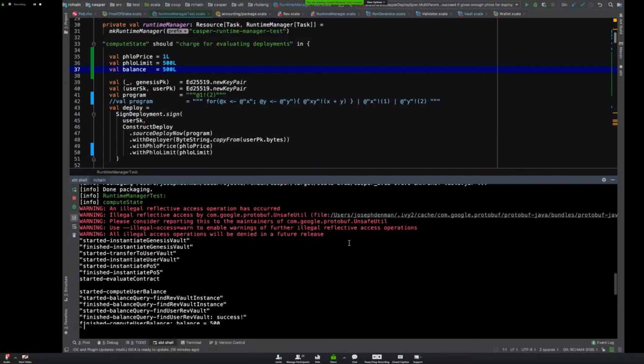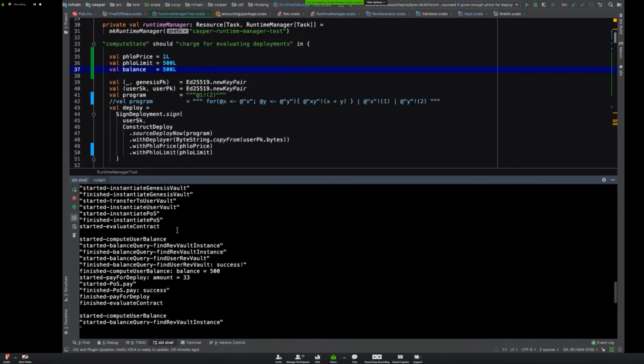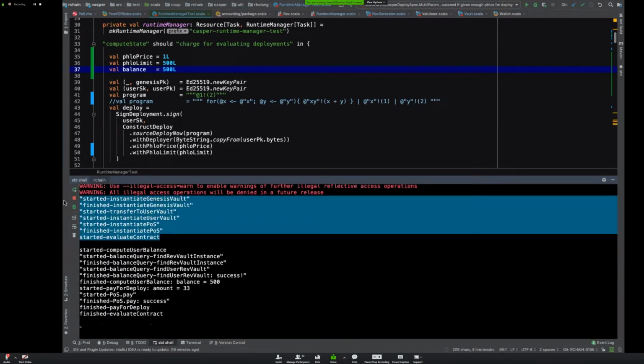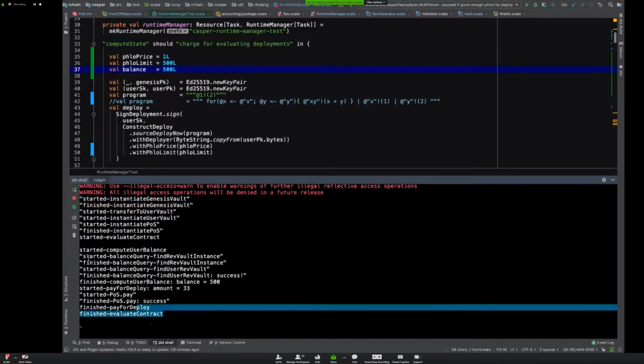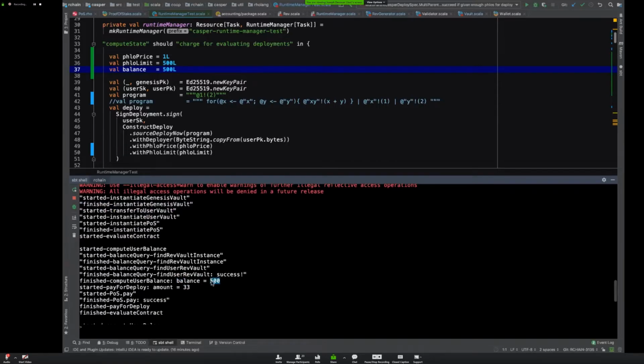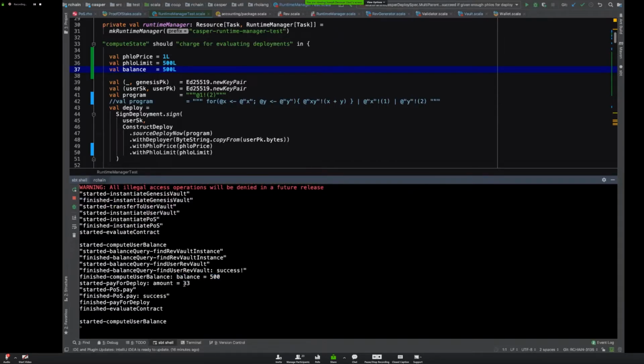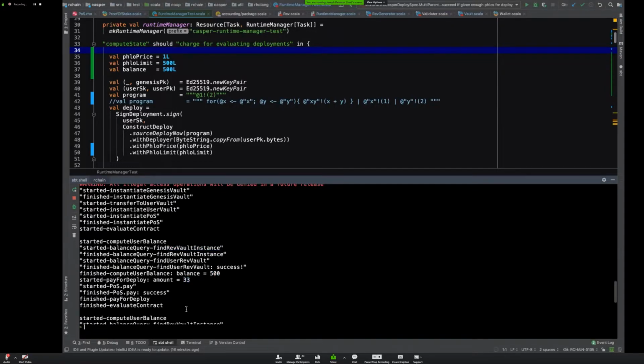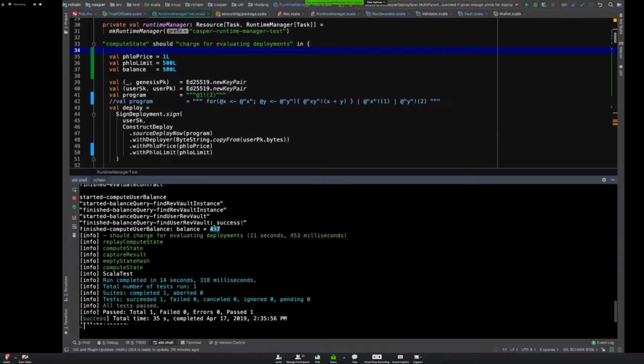Okay, so let's look at this again. As we saw before, we have our Genesis contracts above, our contract evaluation here, and it looks like the user's balance is correctly computed to be 5,500, while the contract itself is computed at 33 rev. So that is actually 33 flow times one rev per flow. So what we should see is that 33 is deducted from 5,500 when we pay for the contract. And that is what we see.